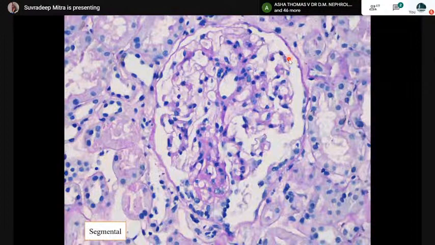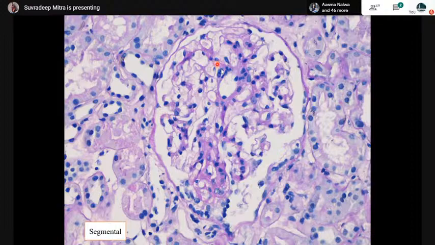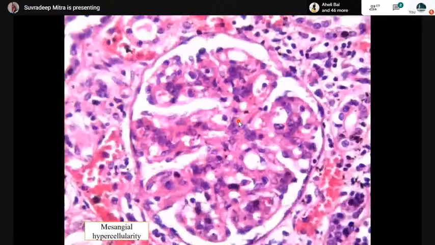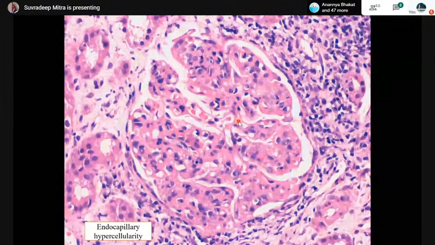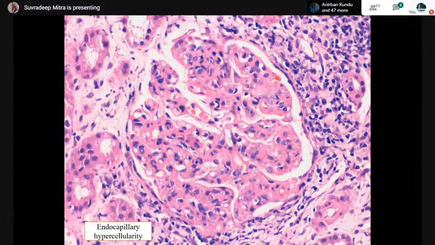Also, I would like to draw your attention to another thing. If you look at this particular glomerulus, you cannot see lobules. I can vaguely draw lines of lobules, whereas when you see this particular glomerulus, you can see nice club-shaped structures which are known as the glomerular lobules, and this particular feature is known as lobular accentuation.